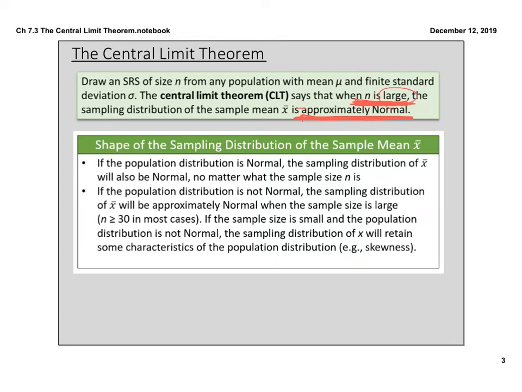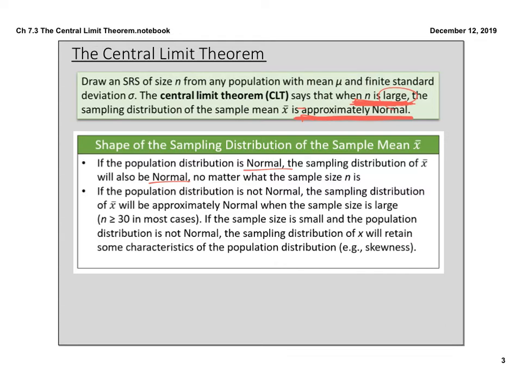What does large enough mean? So there's a couple of points here. This first point's pretty easy. This is basic. It says if the population distribution is normal, the sampling distribution of x bar will also be normal. We've already talked about that. If the population starts normal, then your sampling distribution is also going to be normal.